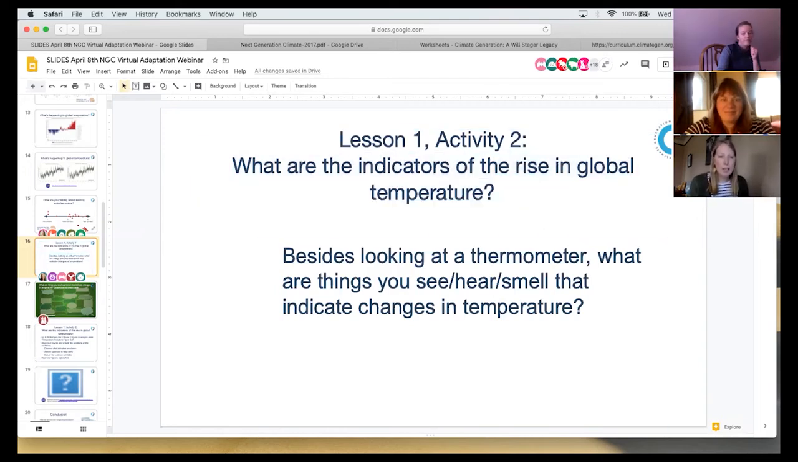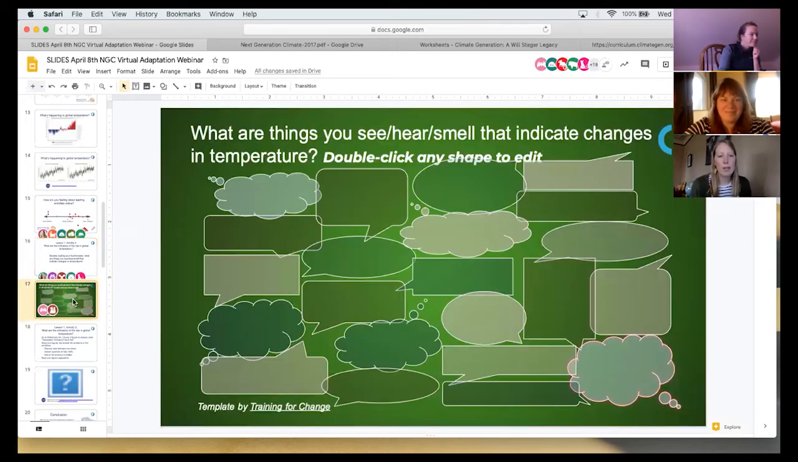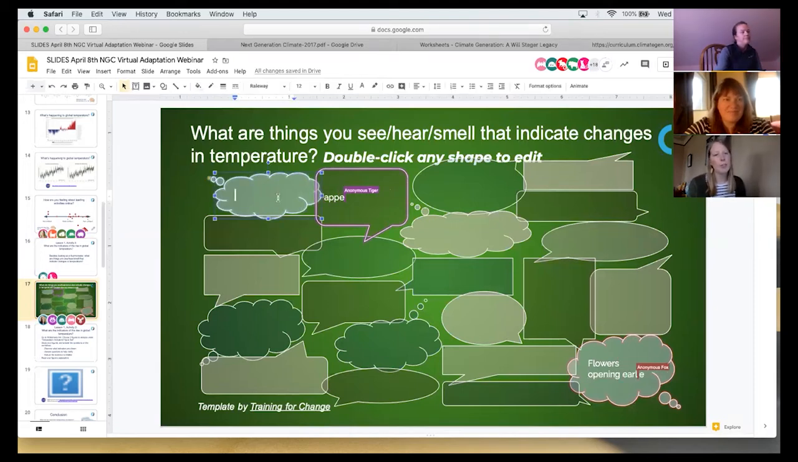So on the next slide, we have some chat bubbles that I would love folks just to throw in some answers there to this question. So besides looking at a thermometer, what are some things that you can see, hear, and smell that indicate change?